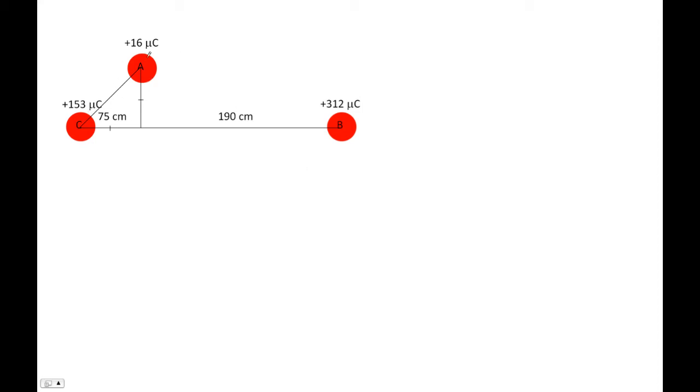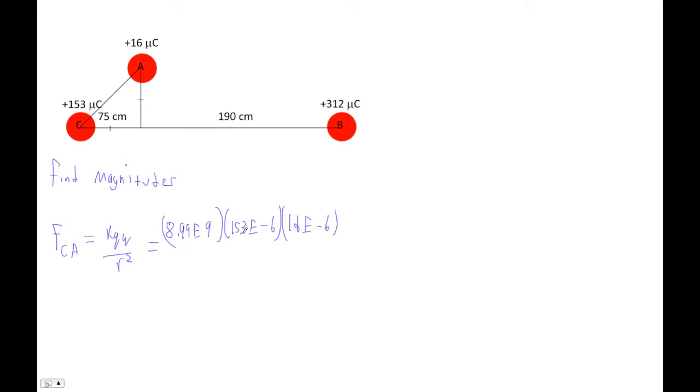All right, so let's add up all the forces on A here. Okay, so let's first off find the magnitudes, right? To find the magnitudes, the force of C on A is k Q Q over r squared. So that's going to be 8.99 E9, C is 153 E minus 6, that's microcoulombs is what that says, right? And A is 16 E minus 6 coulombs, right?